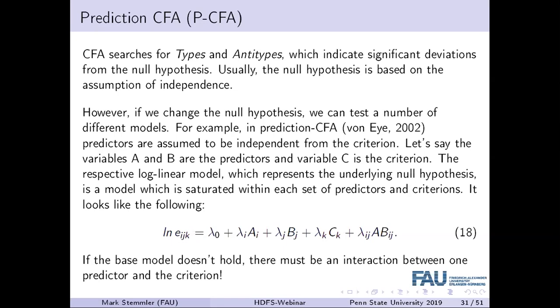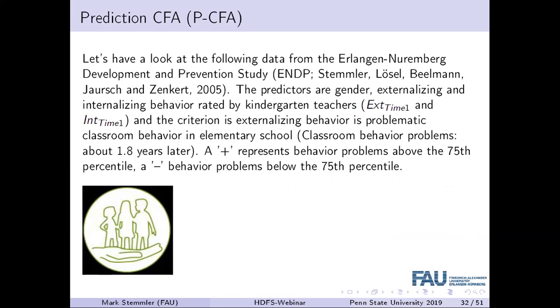It's very interesting. We have real data from the Erlangen-Nürnberg Development and Prevention Study. The PI is Friedrich Lösel. It's a longitudinal analysis on the antisocial development of children from kindergarten to elementary school. We have gender. We have externalizing and internalizing behavior rated by the kindergarten teachers. Here we use not the median, but the 75th percentile. And the criterion is externalizing behavior in the classroom. In elementary school, we were able to analyze transcripts of the children in the first 2 years of their elementary school years.